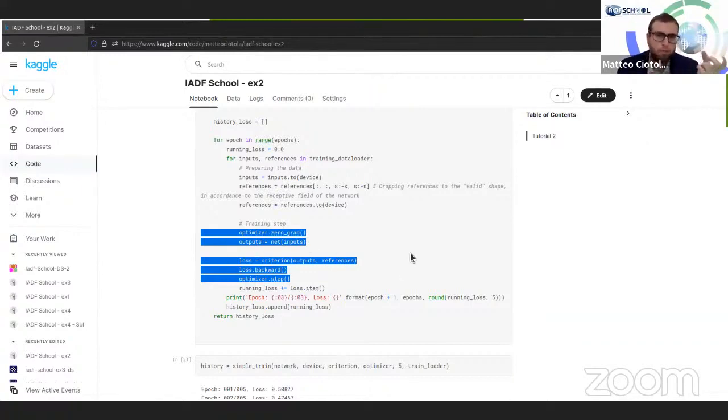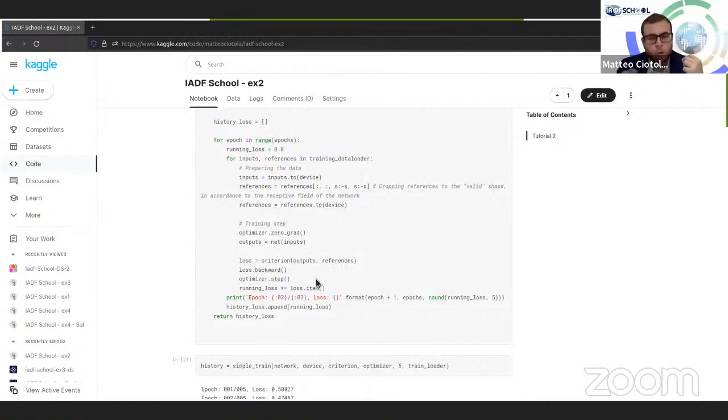With this scalar value, the loss, we can compute the gradients of the weights of each layer of our network thanks to the chain rule, and update the weights of the network. And iterating this process for the entire set of data and for n epochs, we could converge, if everything works well and we correctly set the hyperparameters, to an optimum value.